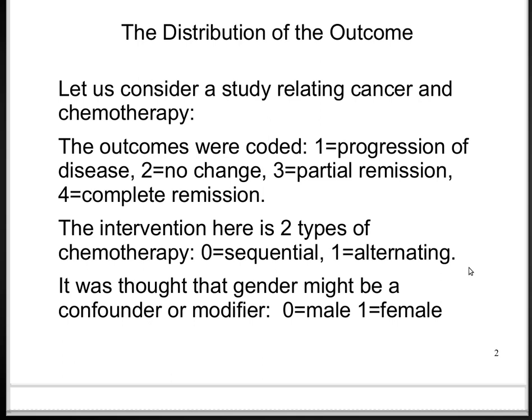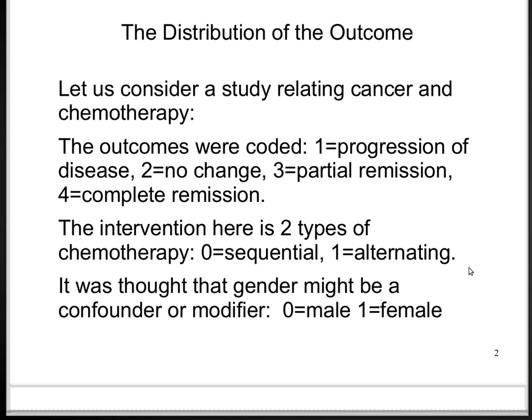Further, we'll suppose that we have an additional explanatory variable, and that is gender, and we are wondering if gender might be a confounder or a modifier. And we would then ask, well, how do we see modification and how do we see confounding in a situation in which the outcome is no longer dichotomous?